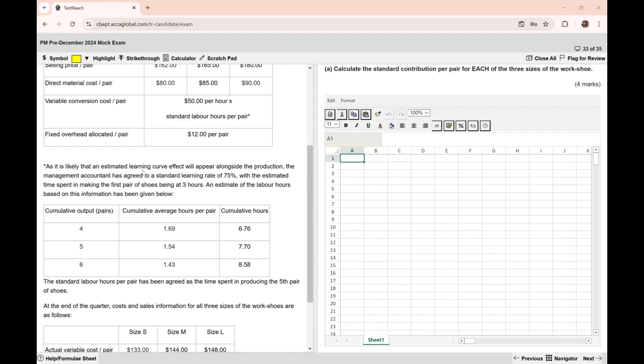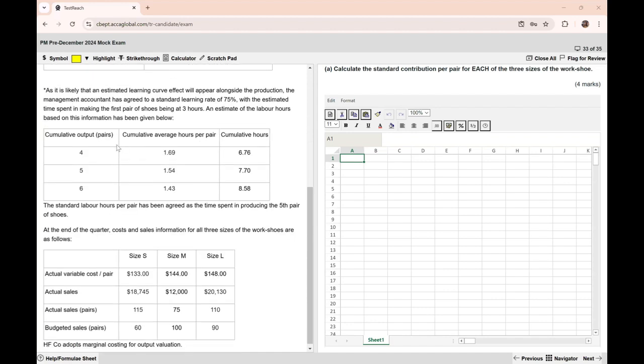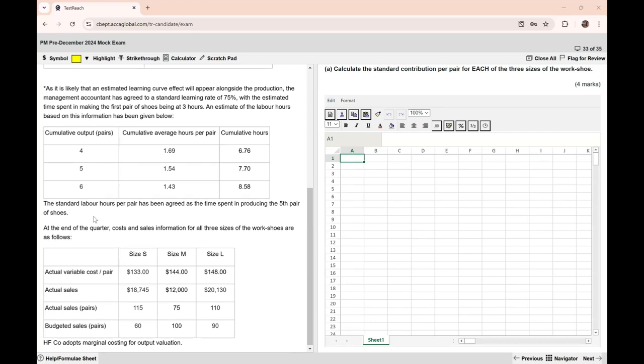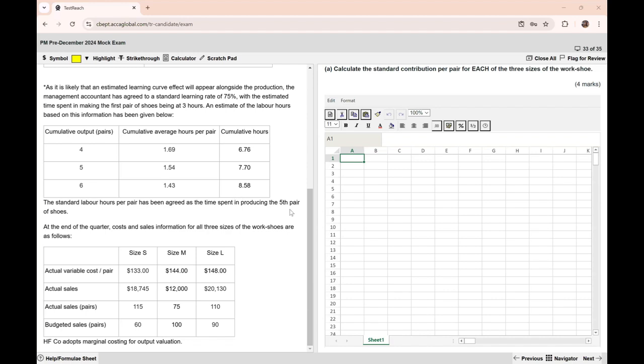As it is likely that an estimated learning curve effect will appear alongside the production, the management accountant has agreed to a standard learning rate of 75%, with the estimated time spent in making the first pair of shoes being 3 hours. An estimate of the labor hours based on this information has been given below. So they have given you the cumulative output 4, 5, 6, cumulative average hours per pair, and cumulative hours. The standard labor hours per pair has been agreed as the time spent in producing the fifth pair of shoes.